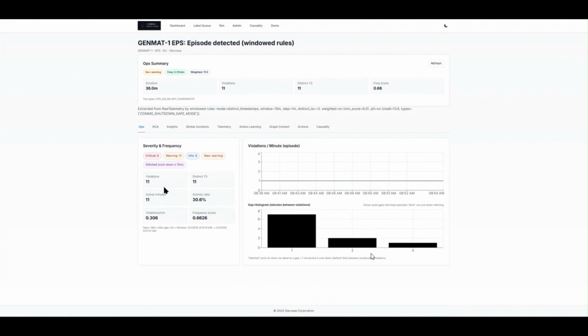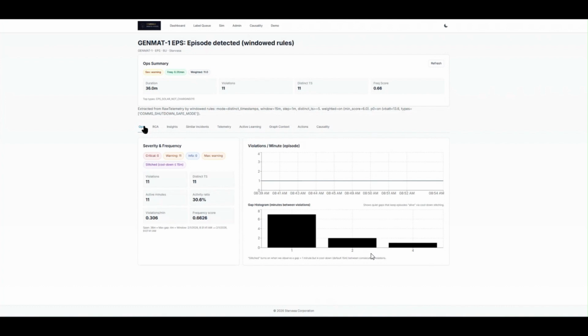An episode is nothing but a time window in which a critical number of violations have happened. So let's say it's a 15-minute window, and it should have at least 5 violations. Then it will count it as an episode. If it's a one-off violation, it is normally not treated as an episode unless it's a critical violation, like a voltage dropping sharply. Those have been defined in the system as critical violations, and then even one violation will trigger an episode.